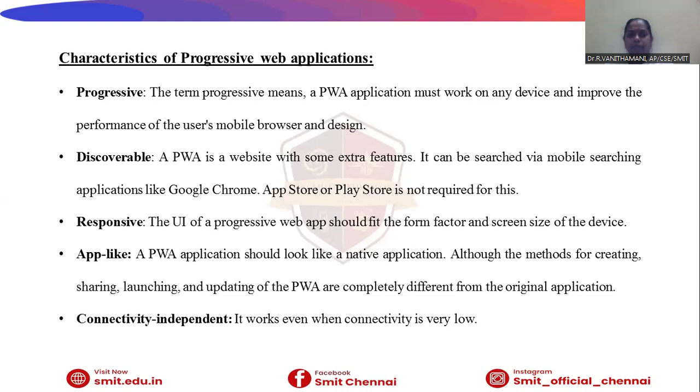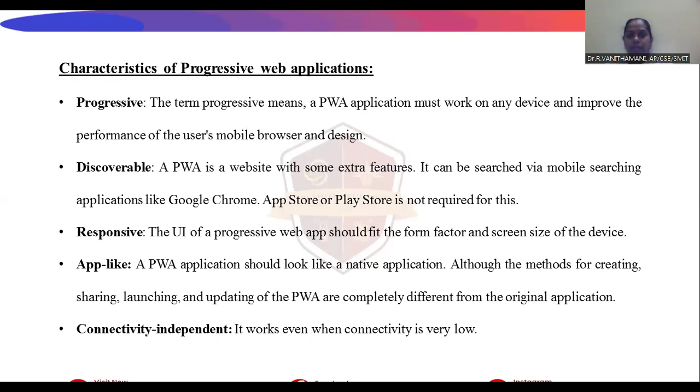Responsive. The user interface of a progressive web app should fit the form factor and screen size of the device. App-like. A progressive application should look like a native application, although the methods for creating, sharing, launching, and updating a progressive web app are completely different from the original application. Connectivity independent. It works even when connectivity is very low.